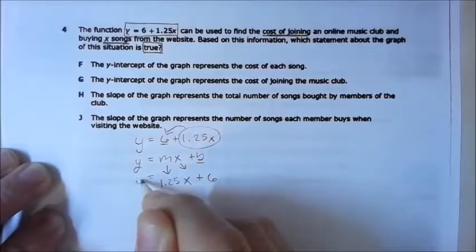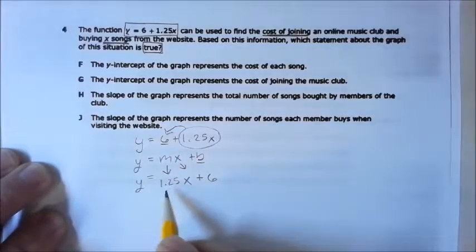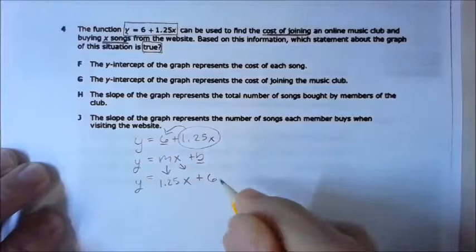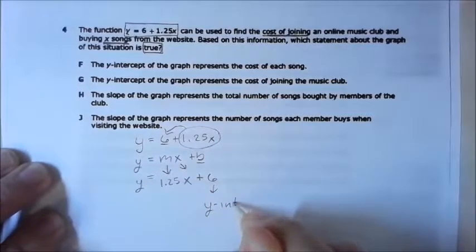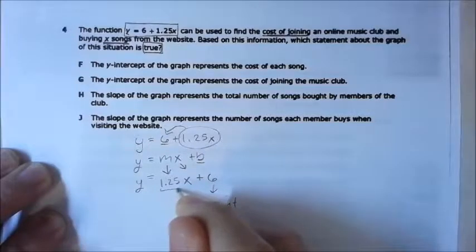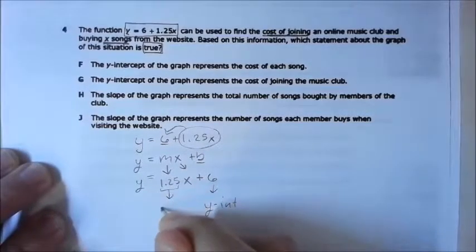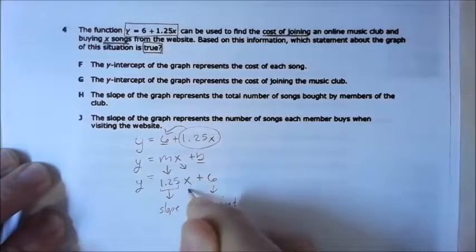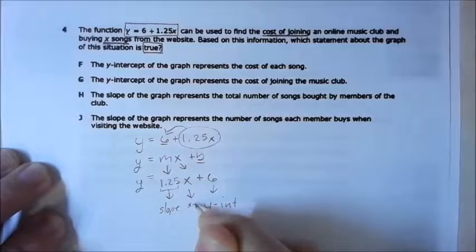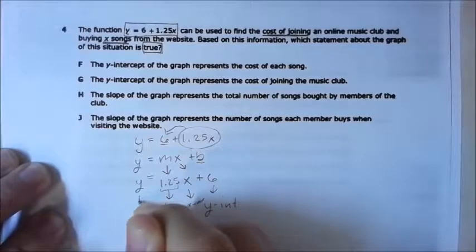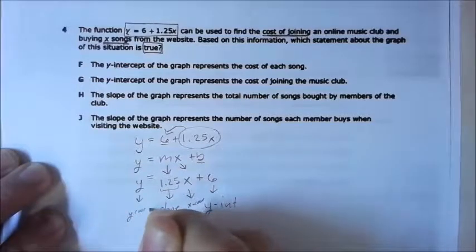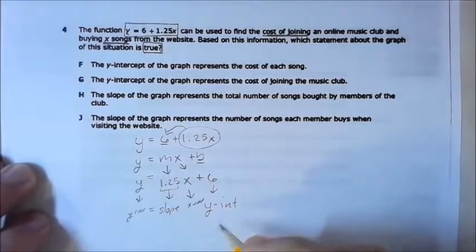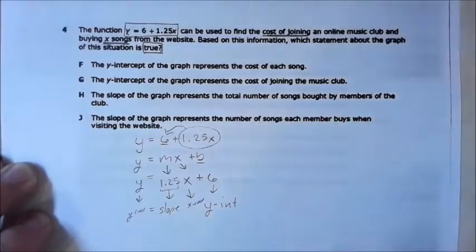That's our plus b, 6. And then we can put y. So this is how it should look. Y equals 1.25x plus 6. The 6 is our y-intercept. 1.25 is our slope. And x is our x-coordinate. And y is our y-coordinate. Alright, so now that we got that broken down, and this just matches your Cornell notes. I showed you how to break this down the other day.